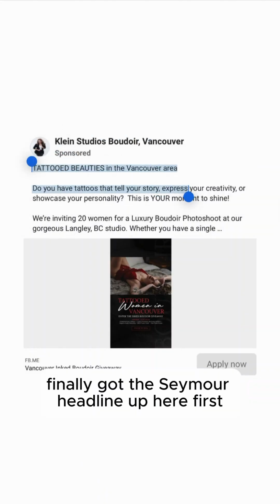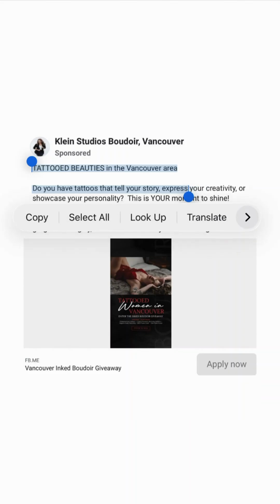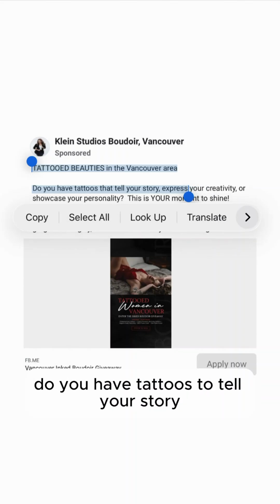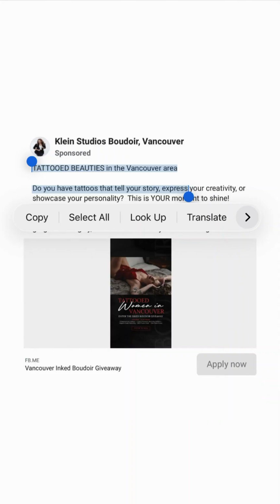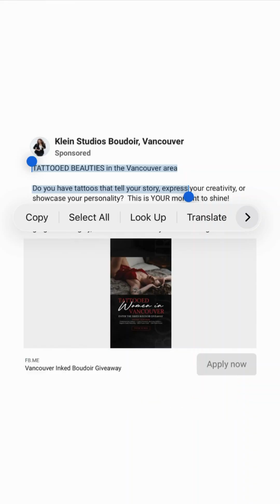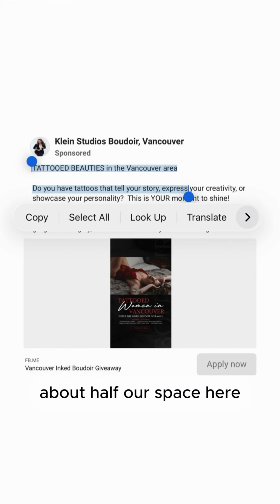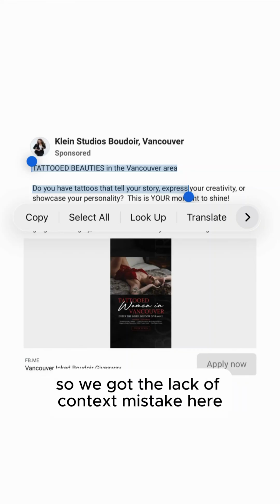Finally, got the see more headline up here. First 2 3/4 lines, Facebook mobile newsfeed. Tattooed beauties in the Vancouver area. Do you have tattoos that tell your story? All right, that is nice and specific. But we're literally wasting more than about half our space here because it's blank. So we got the lack of context mistake here.